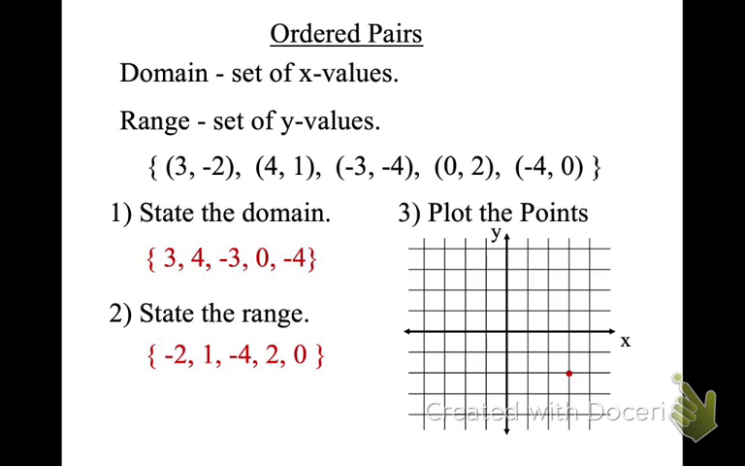Oh, look what I did. I did it wrong. I thought it was positive. So it's 3, negative, down 2. The next one's going to be positive, positive in quadrant 1, over 4, up 1. Next one we're going to do is left 3, and down 4. Oops, I'm going ahead of myself. Okay. The next one I'm going 0 across and 2 up. The next one I'm going 4 to the left and 0 up.